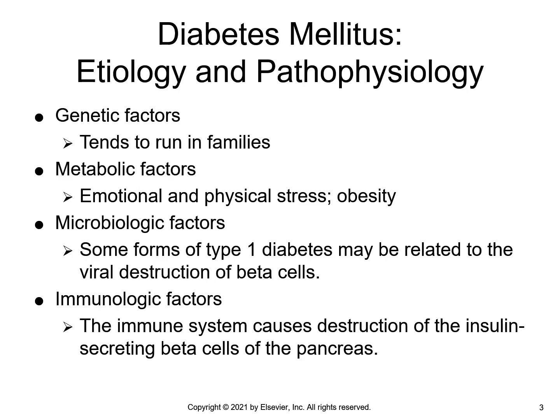There are 4 sets of factors that influence the development of diabetes mellitus: genetic, metabolic, microbiological, and immunologic. 80% of patients with type 2 diabetes are obese, meaning they have more than 20% above the ideal body weight. And there is a higher incidence of type 2 diabetes in people who lead a sedentary life and eat a high-calorie diet.